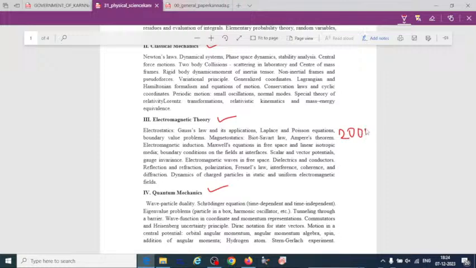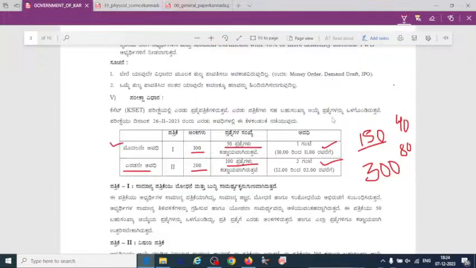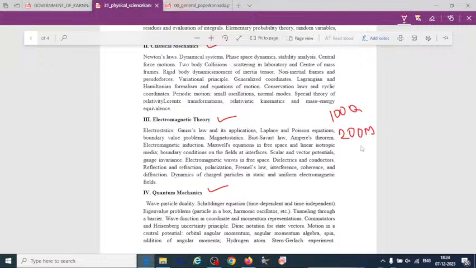200 marks, and questions will be 100. So among 100 questions, how many questions do you have to mark correct? As I said, you have to score 80 marks from paper 2. Then 80 marks means around 40 questions you have to mark correct from paper 2, physical science. So among 100 questions, you have to attempt 40 questions correctly.